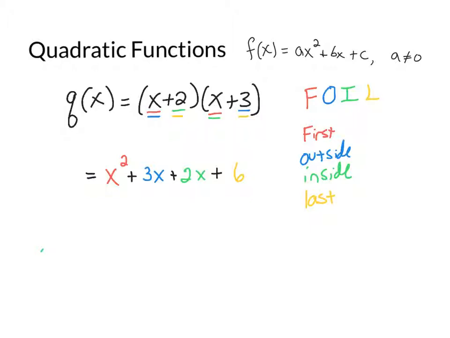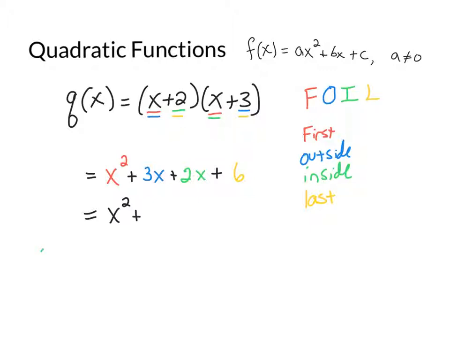So the final step is just to combine all of our like terms. What I mean by that is I'm going to find all of the terms that have x squareds in them, and I'm going to put them all together. And here we see this is the only one. So the only place I have x squareds is right here, and I have one of them, so I have 1x squared.